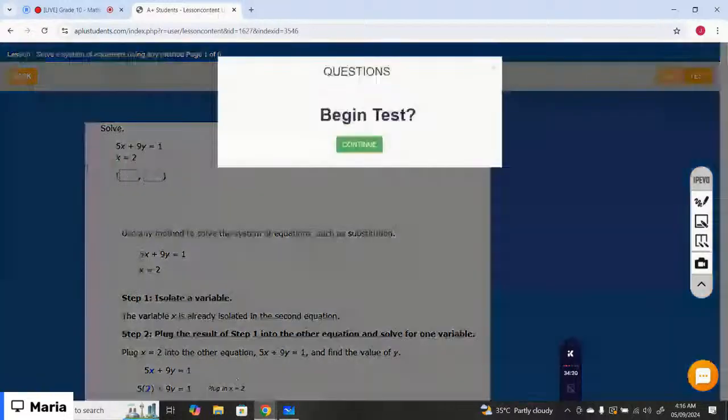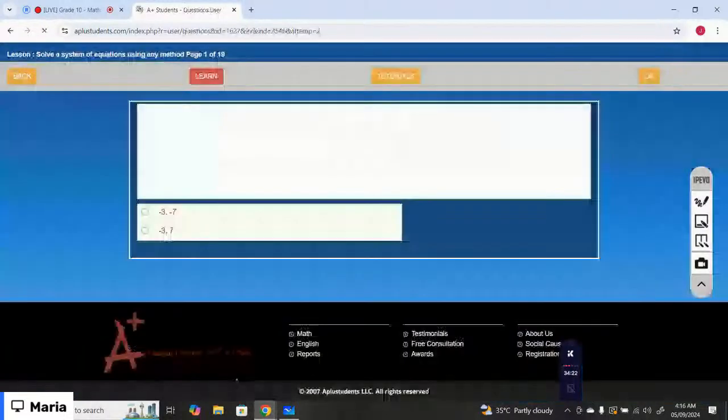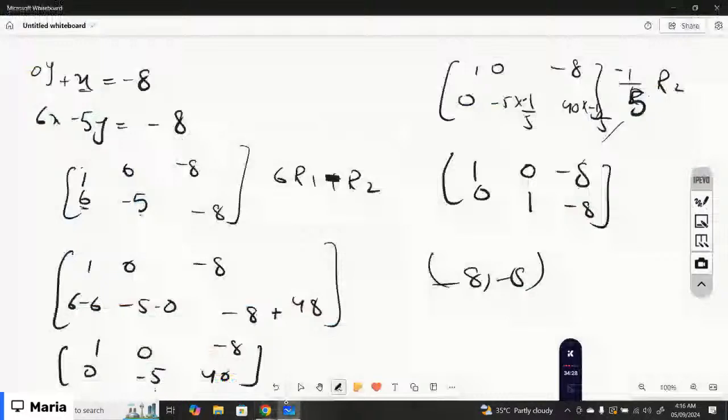I'm going to start with the test questions, right? You can have a look at the tutorial by yourself. Okay, so the equations are 5x minus 2y equals negative 1.